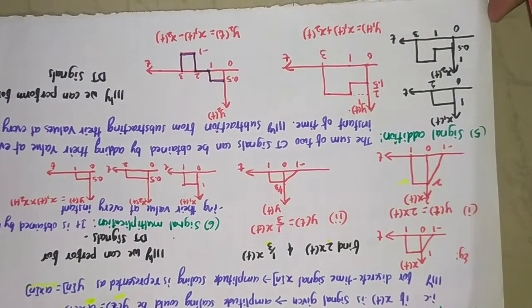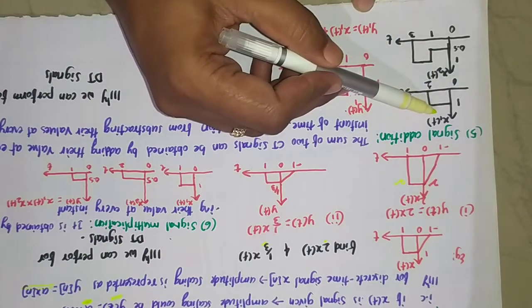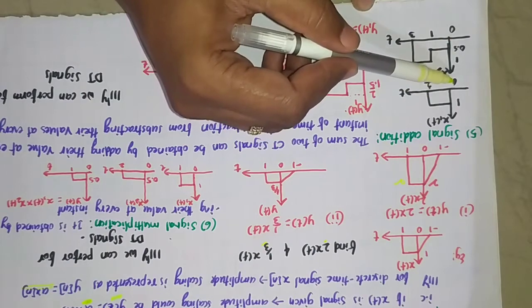In this graph we can see there are two signals being given, x1 of t and x2 of t, and both of them have some values.